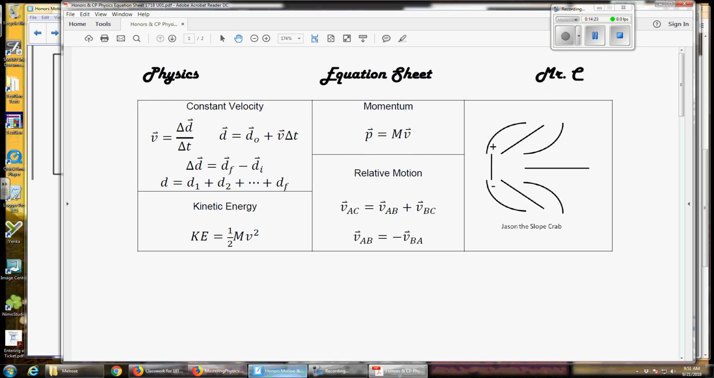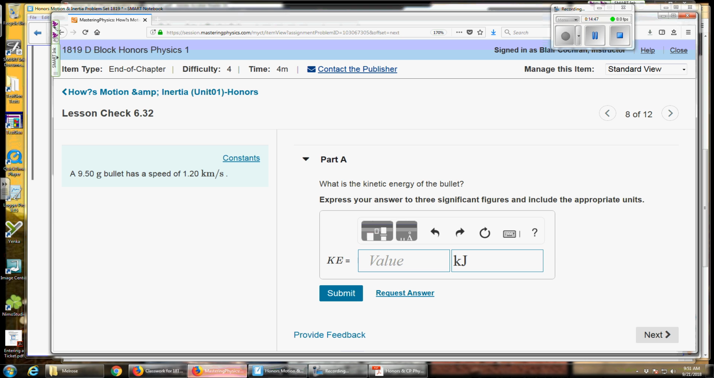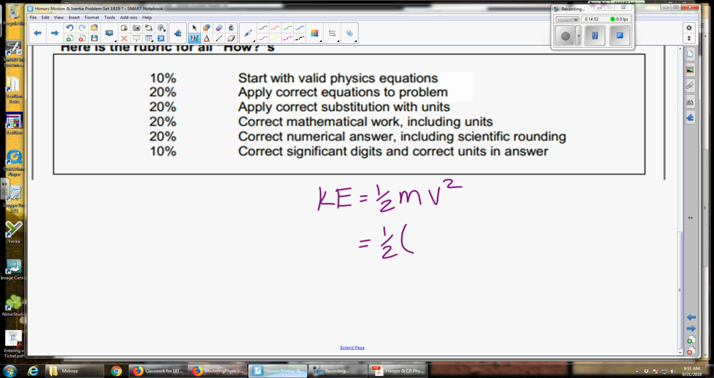We do need an equation here, and luckily we only have one for kinetic energy, so I think we'll use that one. One half the inertia of the speed squared. And so, one half. Now they tell me the inertia is 9.5 grams. I know to convert from grams to kilograms, that's multiplied by 10 to the negative 3, so that would be 9.50 times 10 to the minus 3 kilograms.